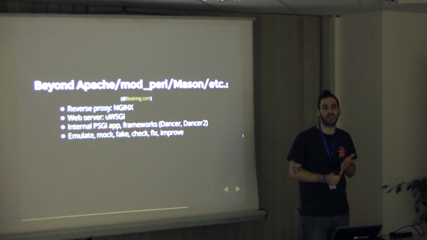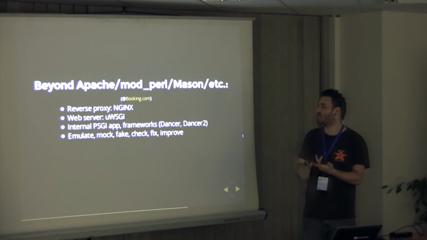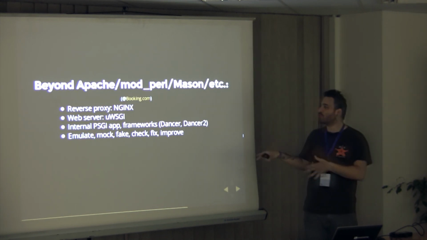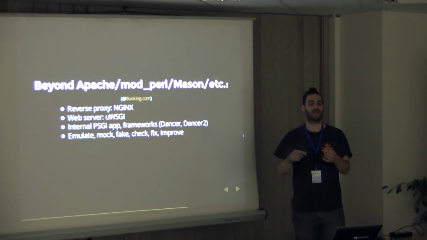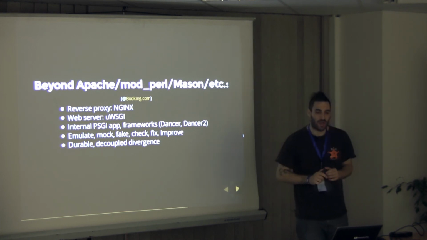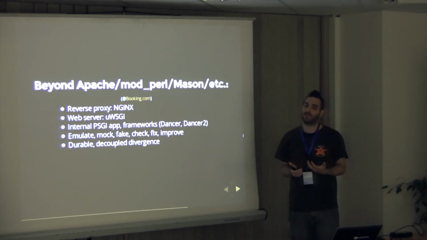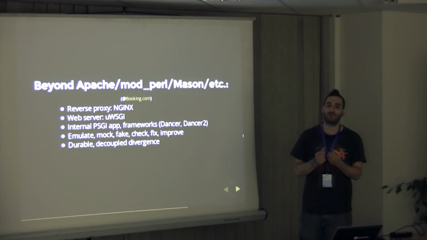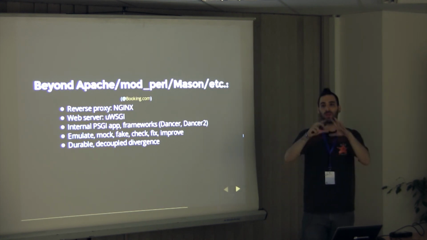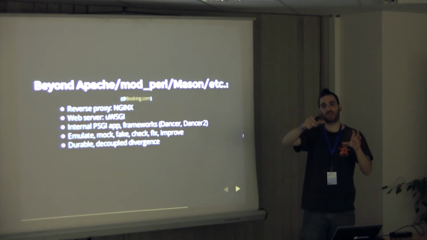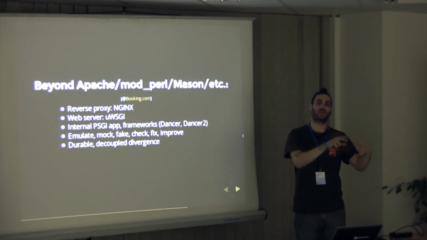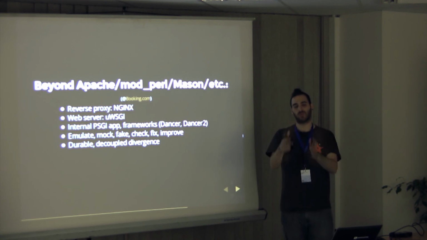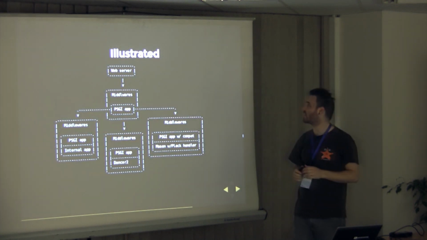We do a lot of emulation, a lot of mocking, a lot of faking, checking, fixing, improving. And our old code basically, even though it's under PSGI, thinks that it is maybe under Apache, maybe running Mason, stuff like that. And eventually, it gives us durability, and it gives us decoupled divergence, where we diverge from the request to the different subsystems where each one has its own mocking to let it run simultaneously with the newer stuff.